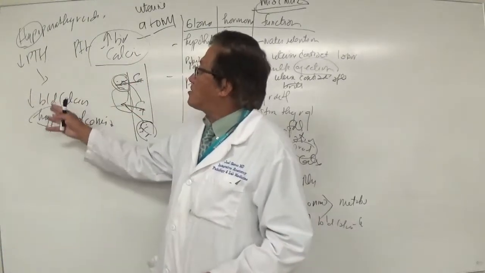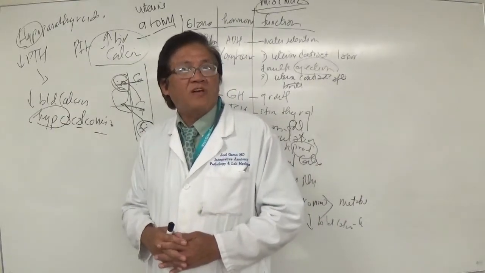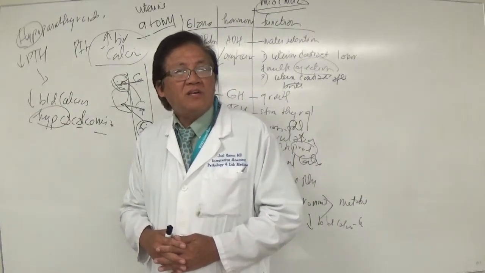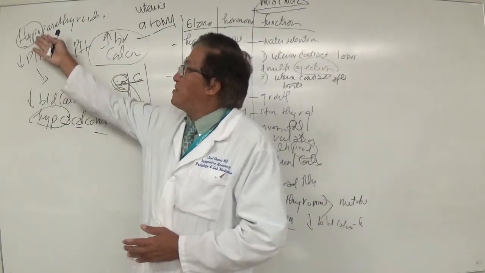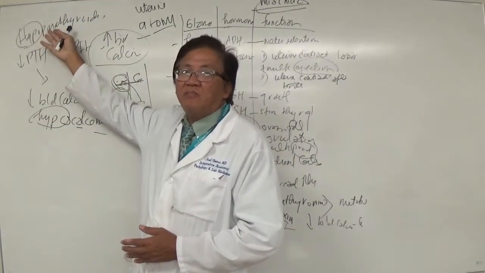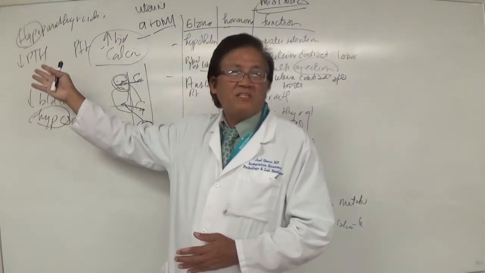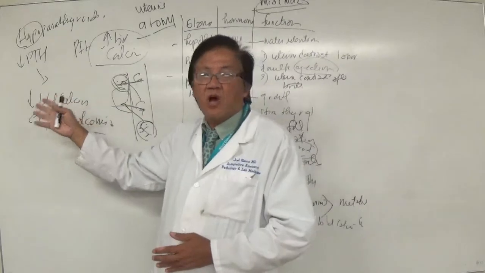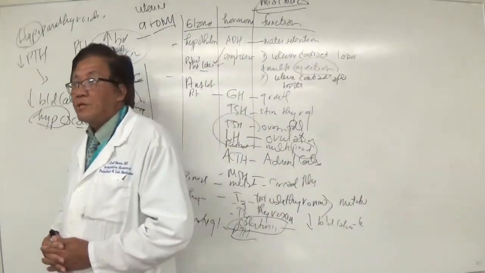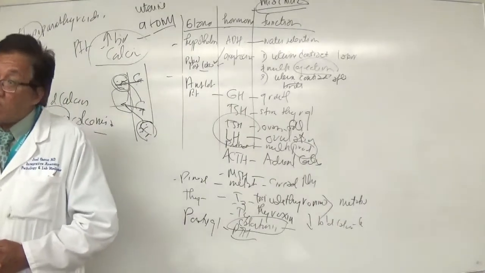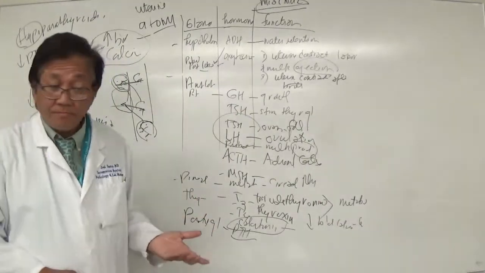Why did the doctor do this and do that? It's called the rationale, or the scientific explanation. If you suffer from this condition, we measure the blood calcium level, it's low. You know the reason why? Because the levels of PTH produced by the parathyroid gland is low, therefore it will lead to hypocalcemia. And you have tetany, which can also cause death. Okay, so we have to give calcium supplements.